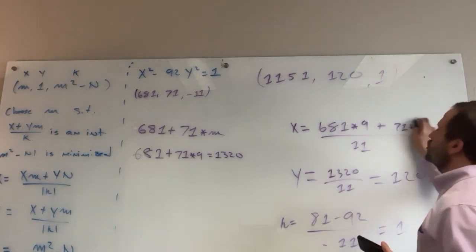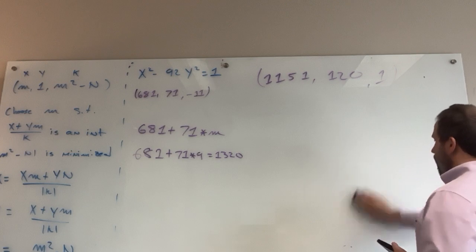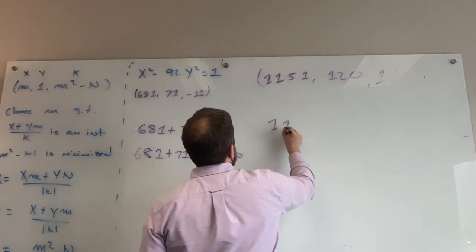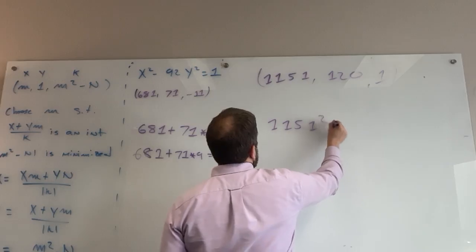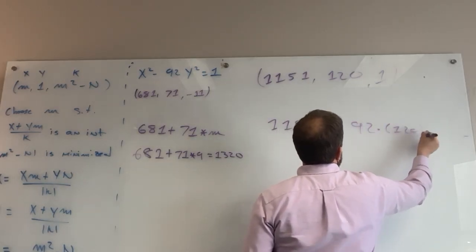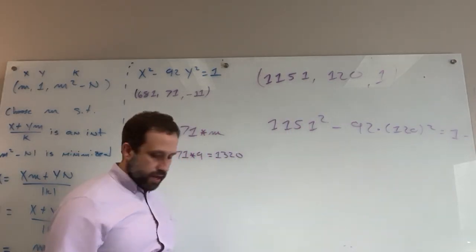This is a Brahmagupta triple with respect to this number 92. And in fact, what I mean by that is 1151 squared minus 92 times 120 squared is equal to 1. You can put that in your calculator and check it.